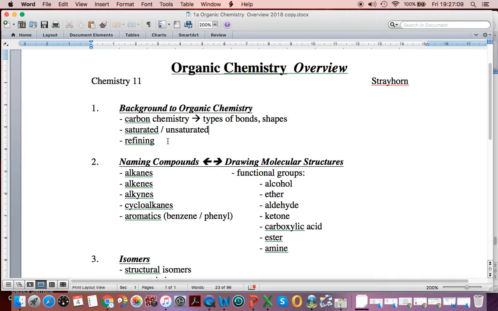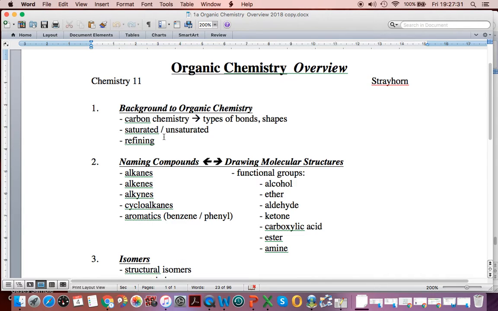So for our purposes, organic chemistry is carbon chemistry. And we've got to remember, carbon's special. It can bond to other carbon atoms. It can bond to other elements as well. It can form single, double, triple bonds. It can make rolls and sheets and spheres and all kinds of interesting shapes. So it's a fascinating thing.